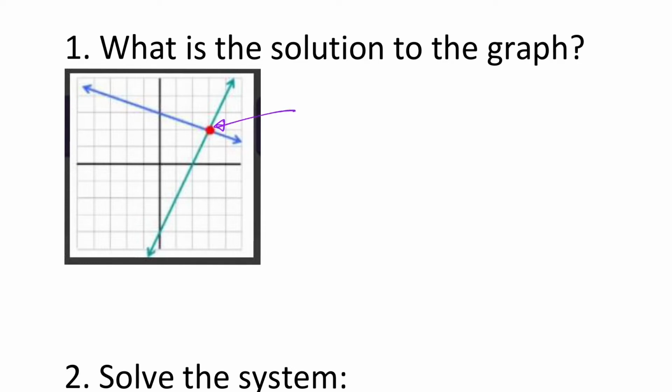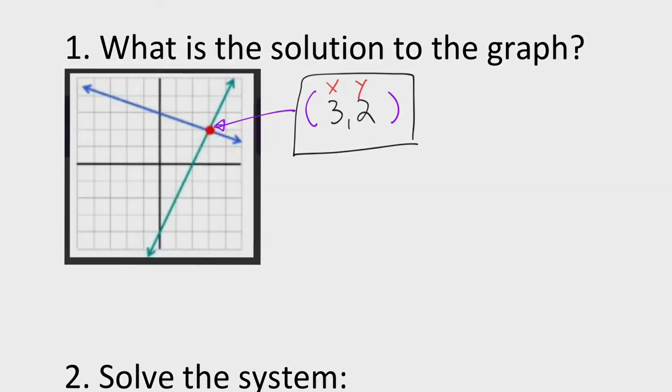So this point right there, we need to know the coordinate of the point. So that's going to be from the origin, the x value 1, 2, 3 to the right, and 2 steps up. So my solution will be (3, 2) for this system of equations. Now keep in mind that we do have an x value and a y value when you guys are looking for that solution. So (3, 2) is the answer.